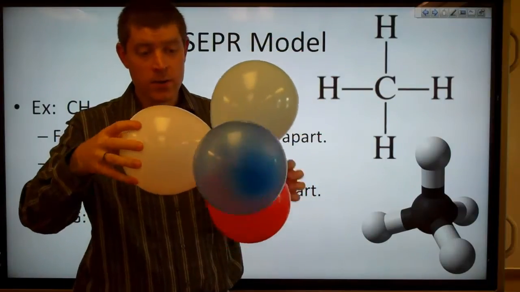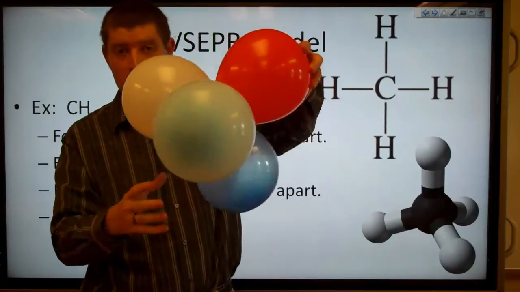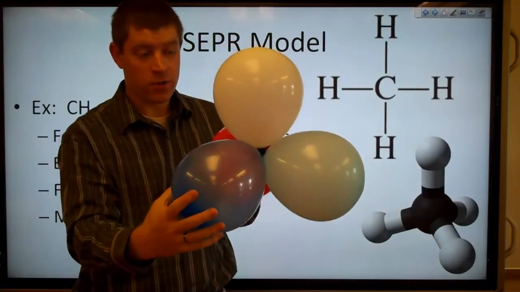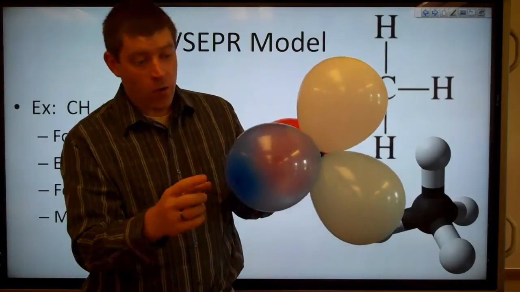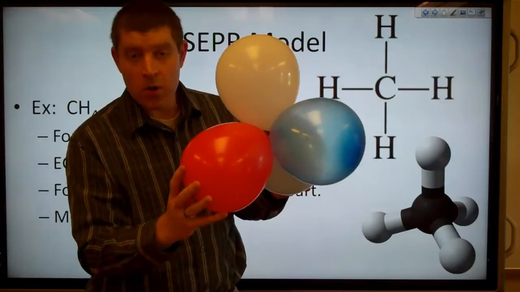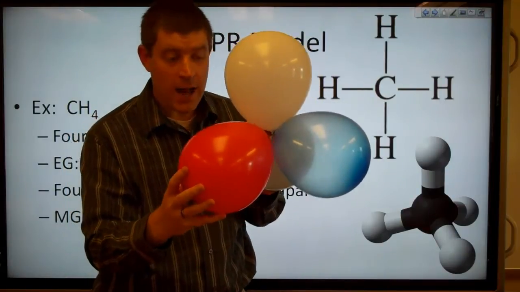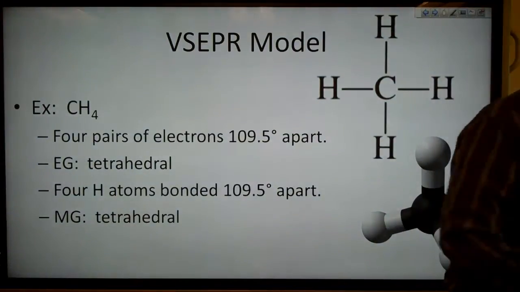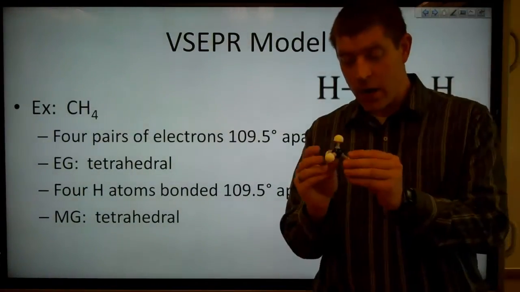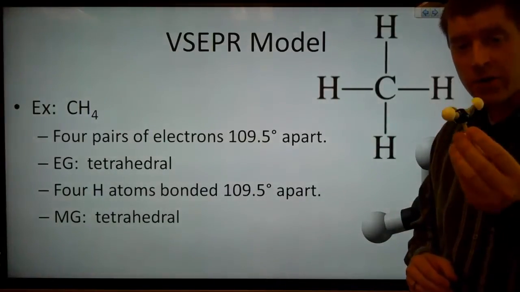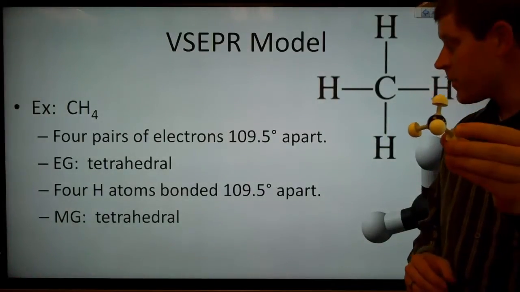And now it's a 3-dimensional structure. So now we have a tetrahedral sort of structure. We're forming sort of a pyramid shape. It's not flat anymore. So now we have a molecular and electronic structure that is tetrahedral. It looks something like this.